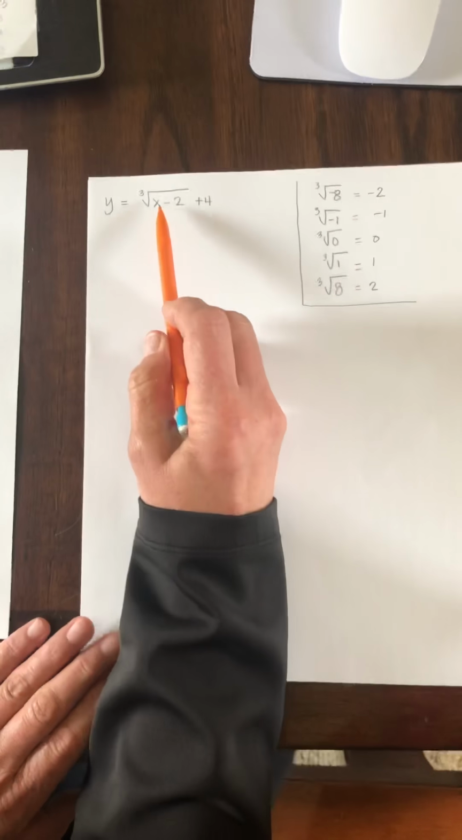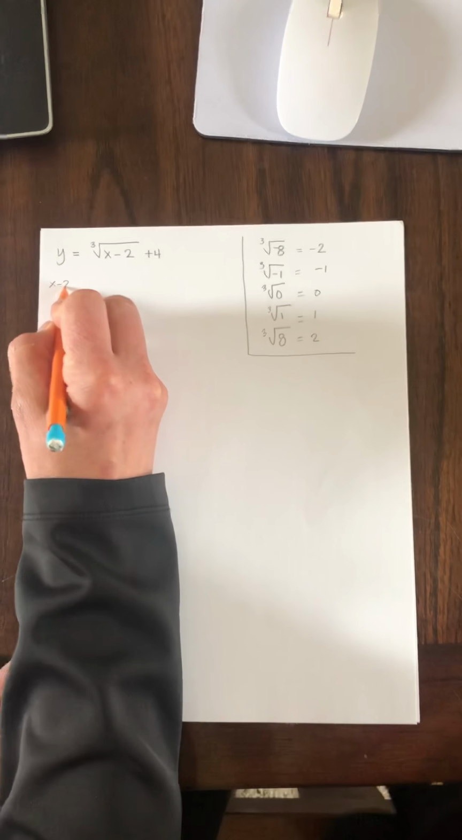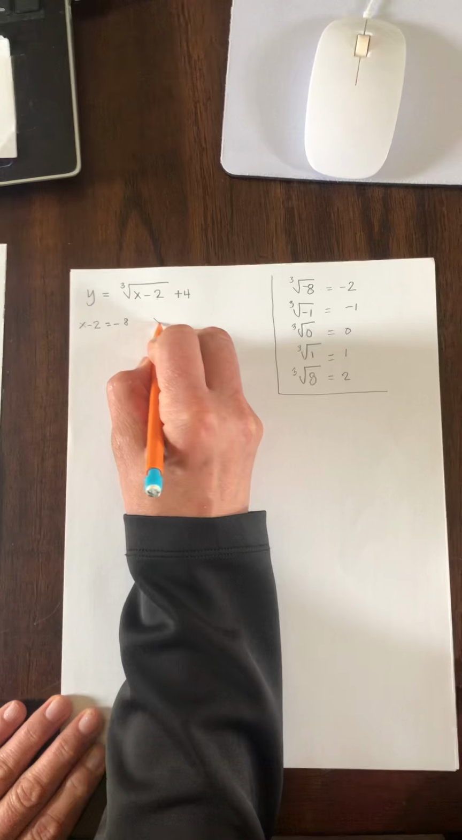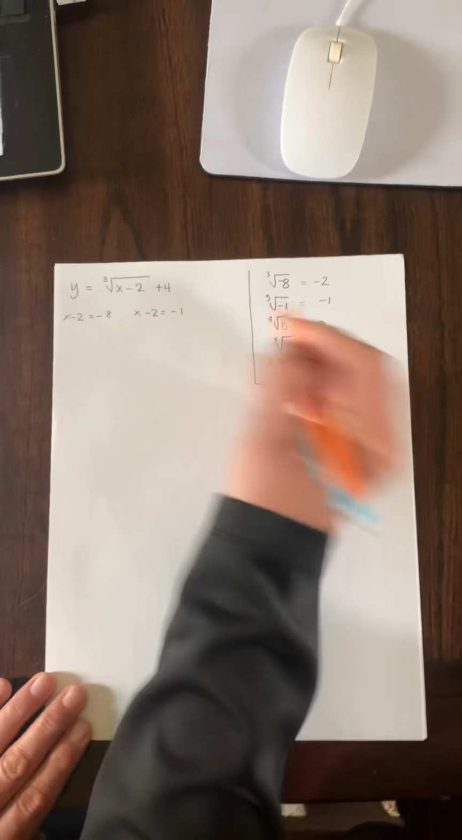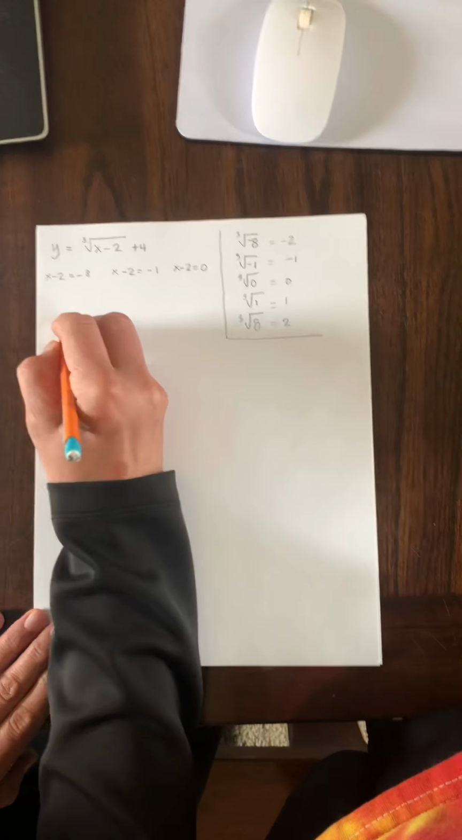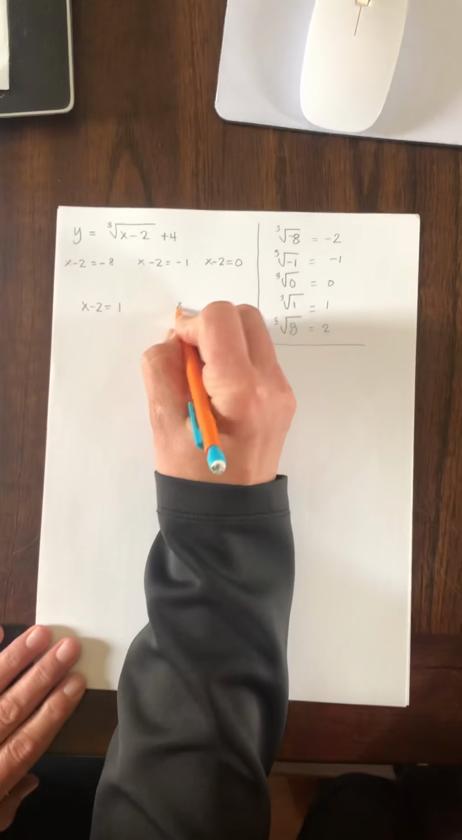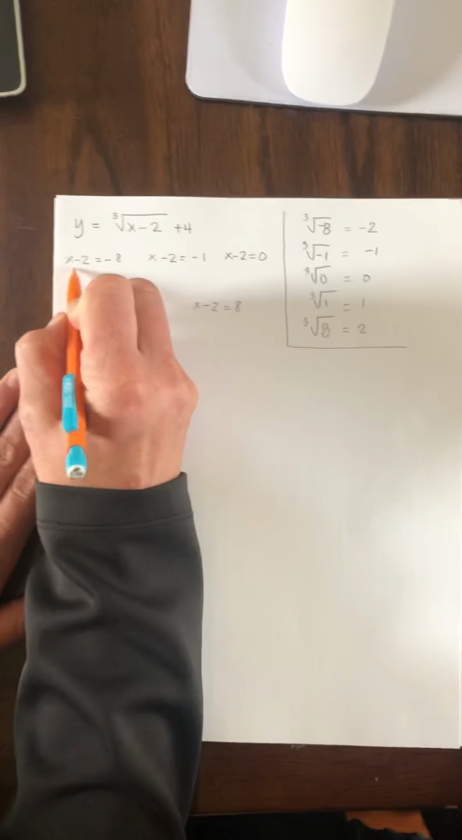Now, in order to get these underneath the radical to be this, you take out what's under the radical, you set it equal to -8, and you solve it. You go underneath the radical, you set it equal to -1, and you solve it. You take the x minus 2, you set it equal to 0, solve it. x minus 2 equals 1, and x minus 2 equals 8. So then just solve these with regular old algebra.